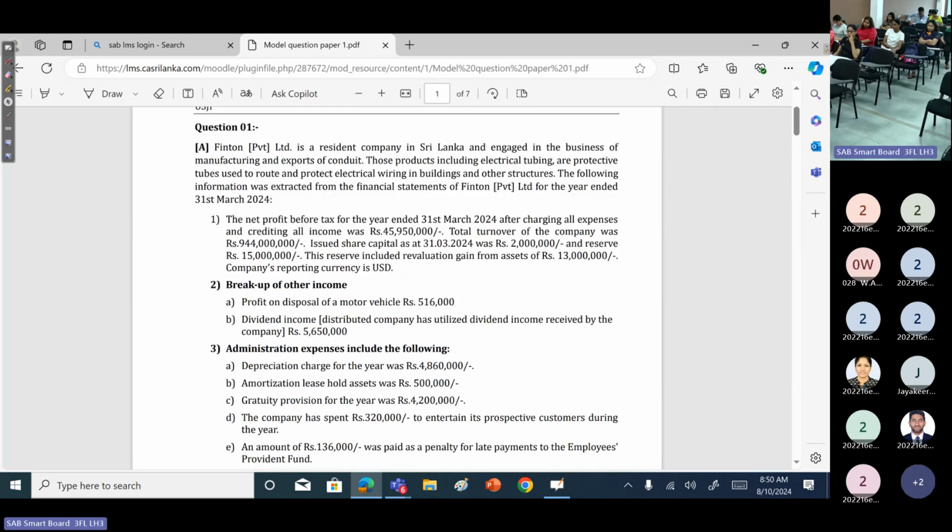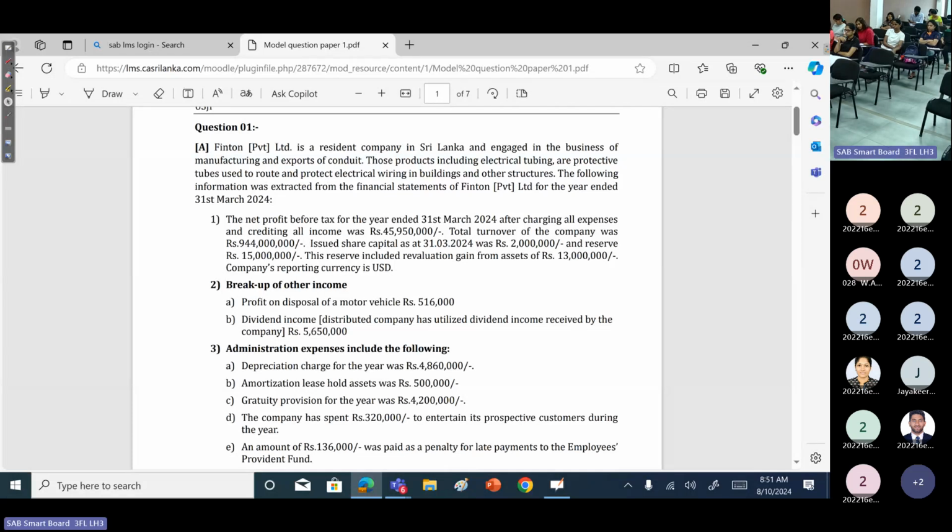And the breakup of other income. This is the given other income note. Profit on disposal of motor vehicle, and dividend income. For that dividend income there is another sentence or detail: the distributing company has utilized dividend income received by the company. That means the company receives dividend, and the distributing company utilizes dividend income received by them.